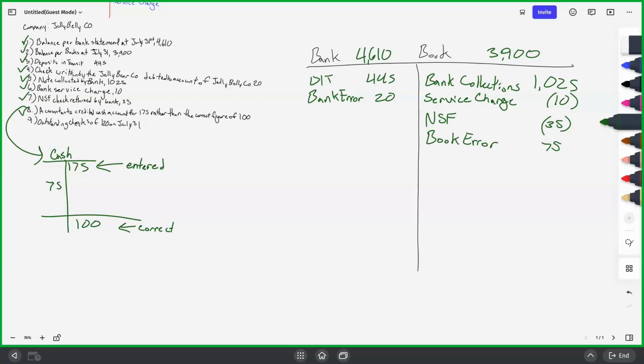Outstanding checks of 120. Bank. Add or subtract? Subtract.